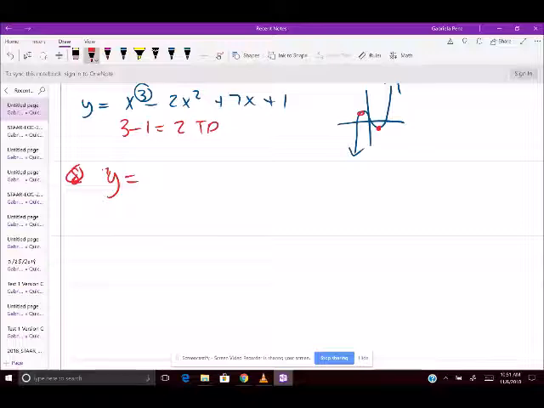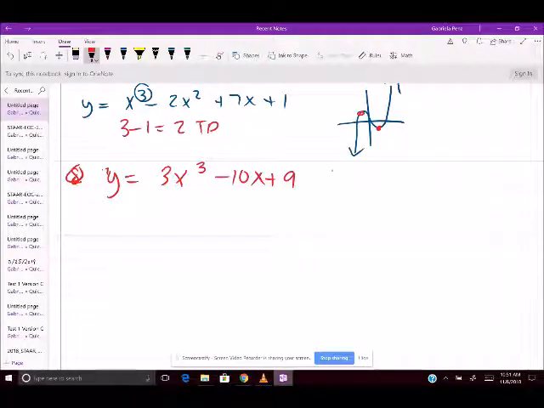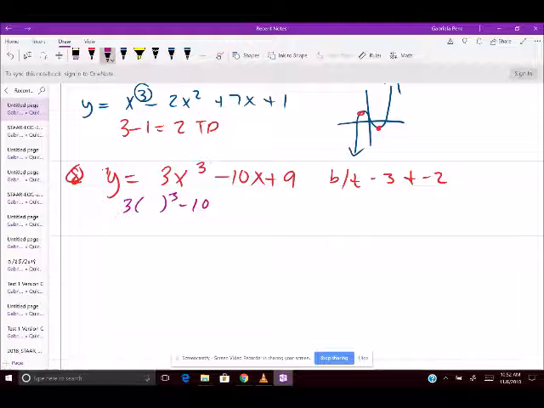Here we go. Let's try this one. 3x cubed minus 10x plus 9. And we're going to say between -3 and -2. 3x cubed minus 10x plus 9. So what is the thing we have to do here? Plug it in. So first we plug in the -3. When you plug it into the calculator, please make sure you put parentheses. If not, it's going to give you the wrong answer.